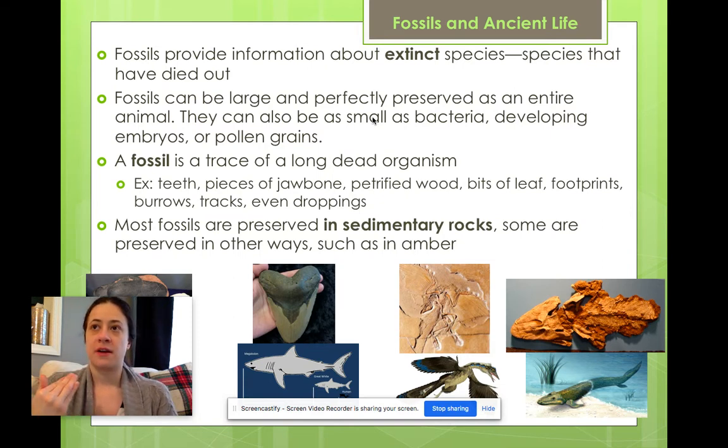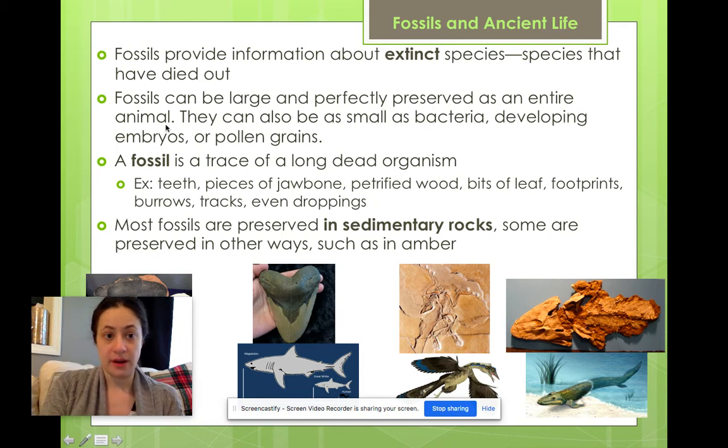So there were also different fossils of various pollen grains. Again, fossils are not just fossilized bones, but they can be pieces of pollen grains and very small, microscopic organisms. Teeth, pieces of jawbone, petrified wood, bits of leaf, footprints, burrows, tracks, even droppings. They can be preserved in amber. Most are in sedimentary rocks, but they can also be preserved in ice as well.